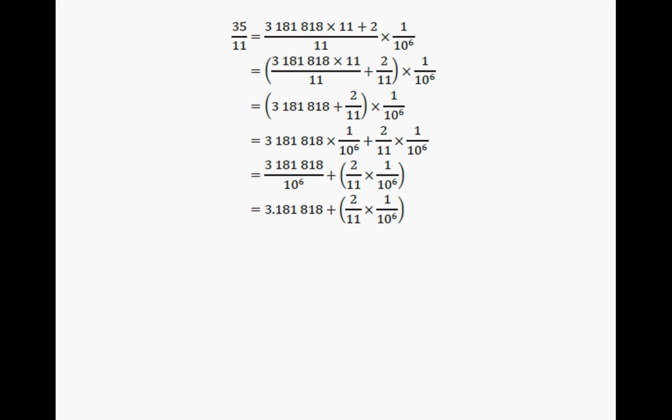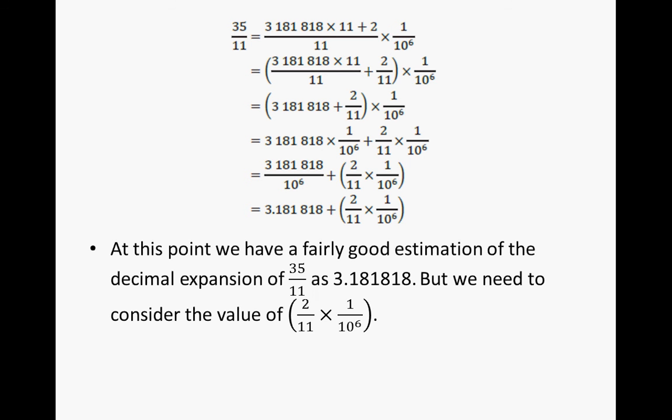So writing this as a decimal, we get 3.181818 plus the product of 2/11 times 1 over 10 to the 6th power. So at this point we have a fairly good estimation of the decimal expansion of 35/11 as 3.181818. But we need to consider the value of 2/11 times 1 over 10 to the 6th power. Well, we know that 2/11 is less than 1.